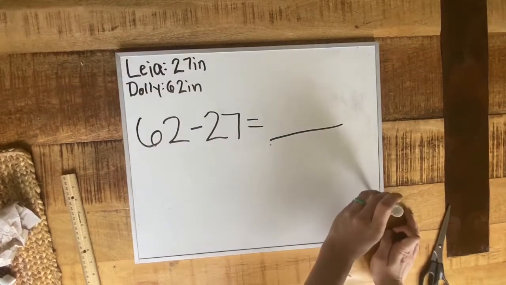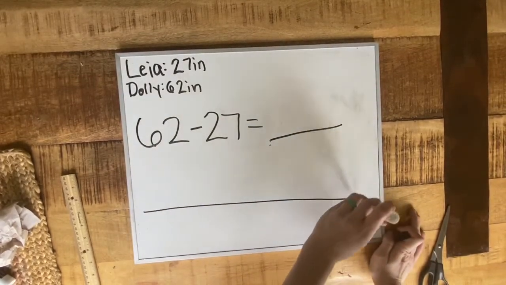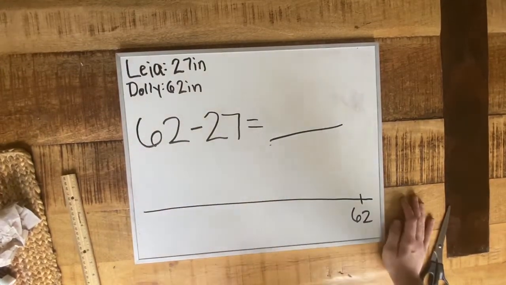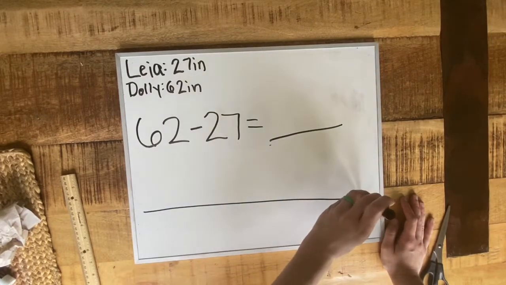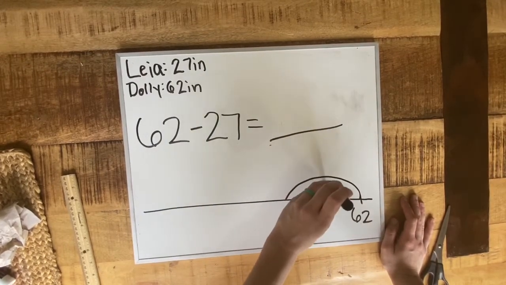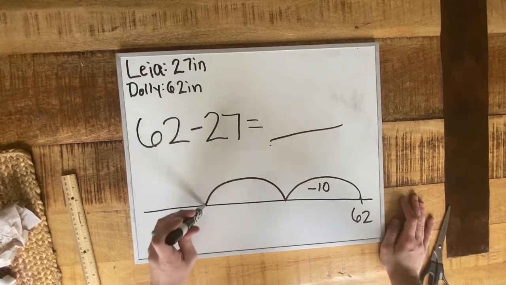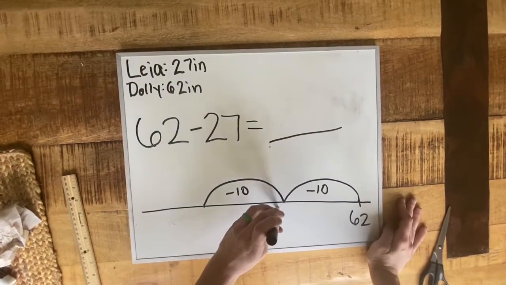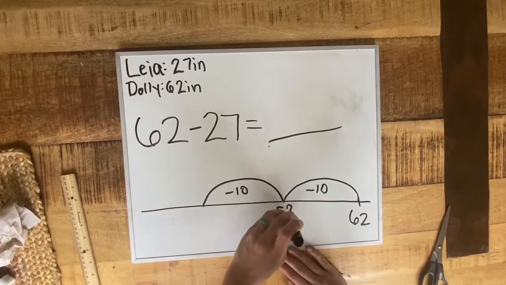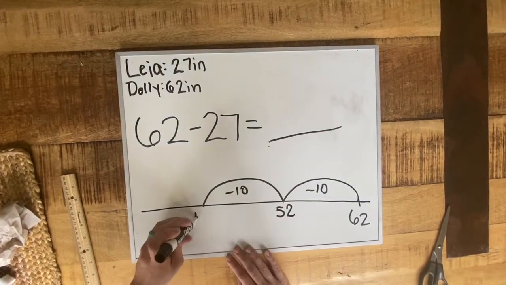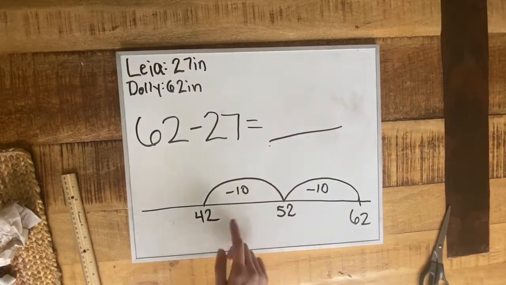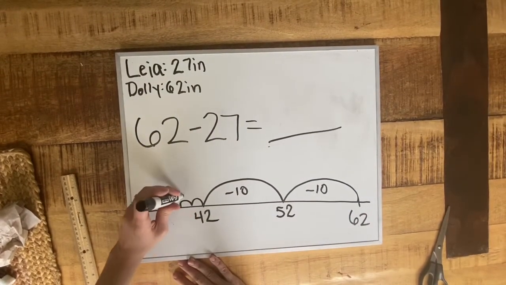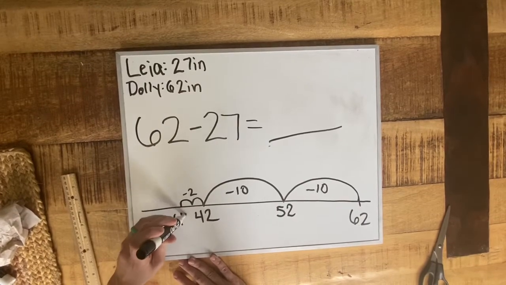So let's use a number line for this. I'm going to start at 62 because that's how long Dolly is. And we're going to take away the 27 inches long that Leia is. So I'm going to take away minus 10, minus 10, and put my labels. So 62 minus 10 is 52. 52, take away 10 is 42. Now, I still have the 7 ones. So I'm going to take away 1, 2, and that's going to get me to 40.